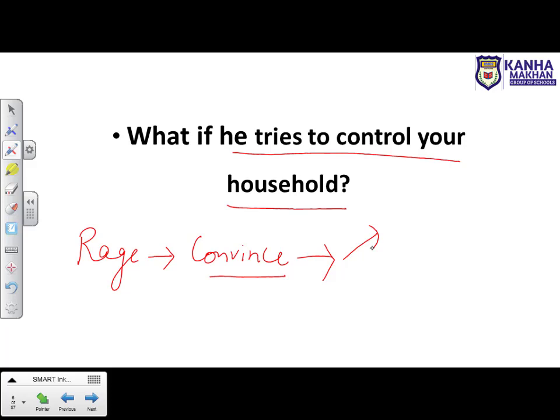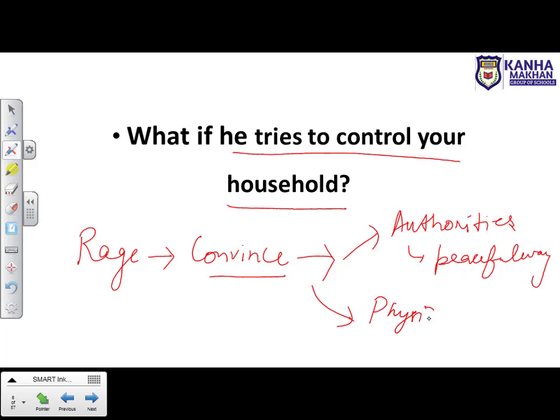Yes, you will try to inform the authorities, or can I say the peaceful way? What is the other way? Yes, you will try to physically remove that person. Yes, that will be a non-peaceful way. Am I right or not? Exactly.